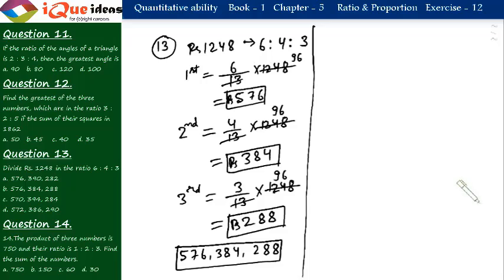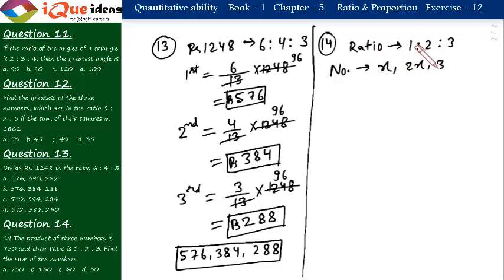Now let's take up question number 14. It says the product of three numbers is 750. And their ratio is 1 is to 2 is to 3. So the safest way would be to take the numbers as 1x, 2x and 3x. Let's separate the numbers or make them independent. Now their product would be equal to x into 2x into 3x.